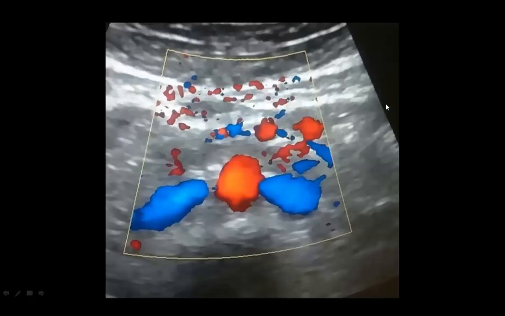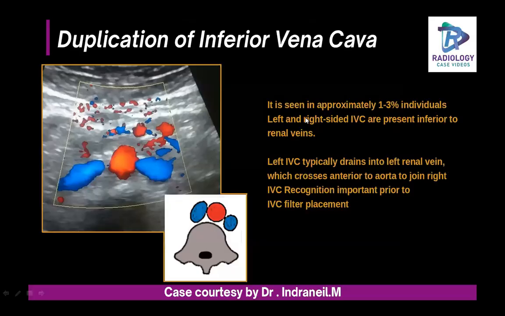This was rather an asymptomatic finding while doing ultrasound abdomen for some vague abdominal complaint. As you can see here, the midline structure is the aorta, and on either side you can see two blue ovoid structures. The normal IVC is on this side, but you can also see another blue structure on the left side as well. So this is a case of duplication of IVC, inferior vena cava.